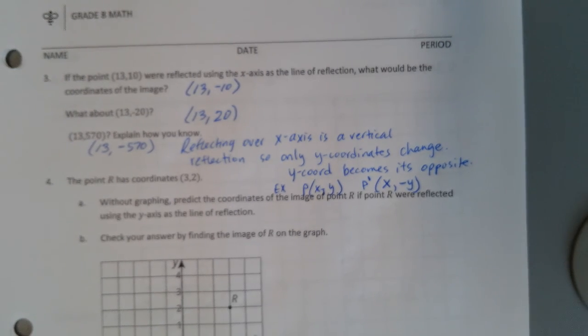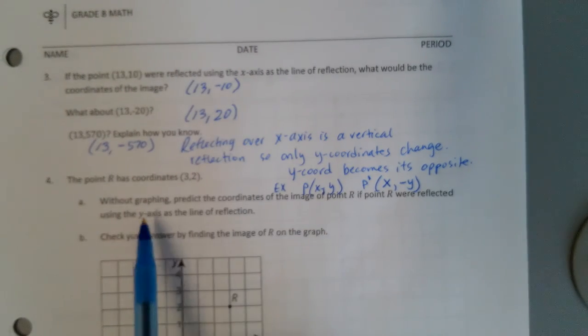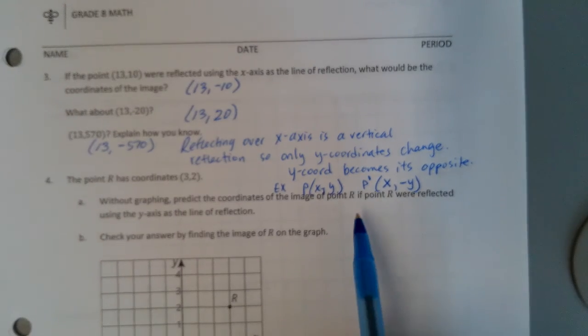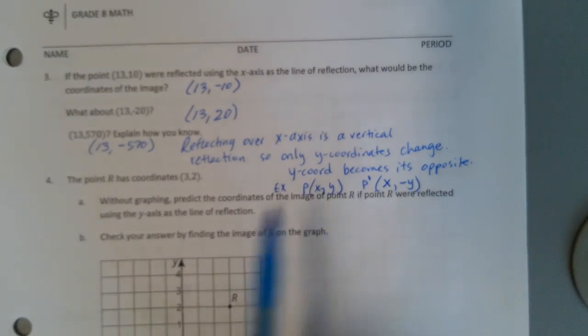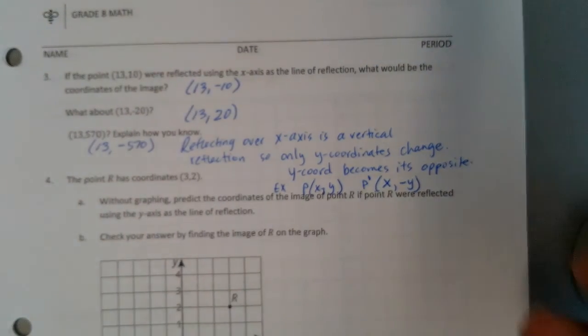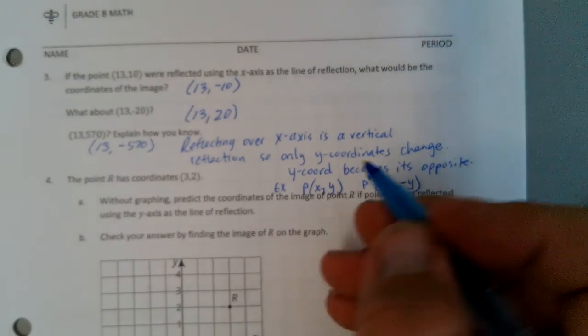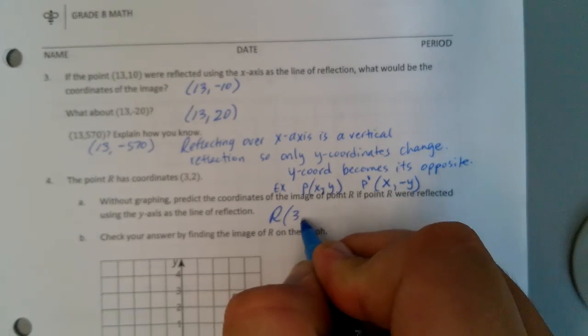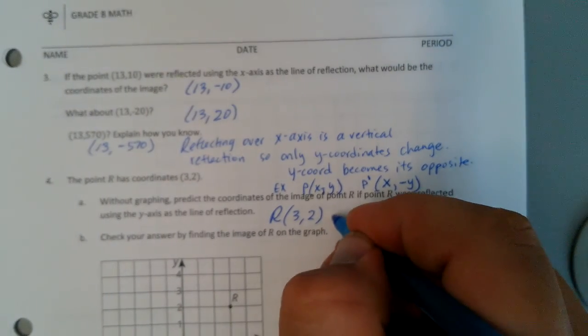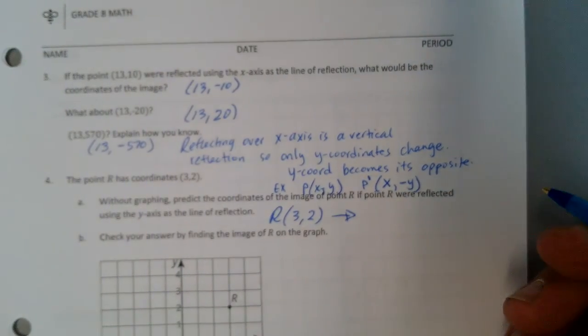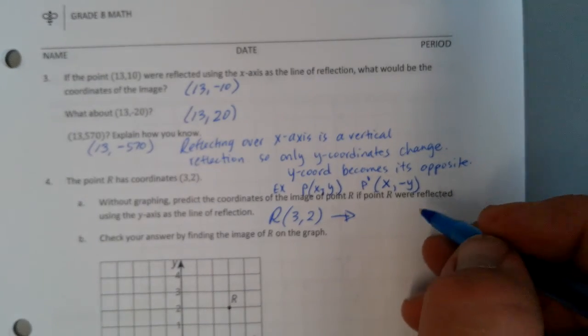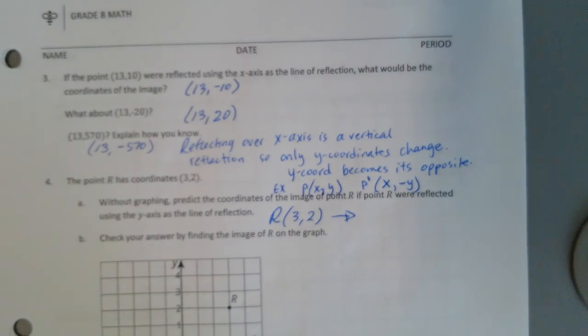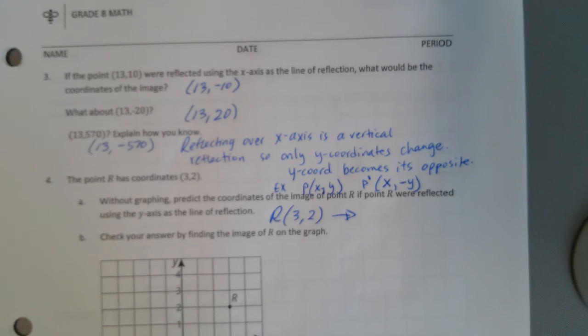So then what happens if we think about it from another perspective, and we say point R has the coordinates (3, 2). Without graphing, predict the coordinates of the image of point R if point R is reflected using the y-axis as the line of reflection. I'd like to take a minute to pause the video and think about point R where it's at (3, 2), and how under a reflection across the y-axis, that would change. Do it. Pause the video. Make a prediction.